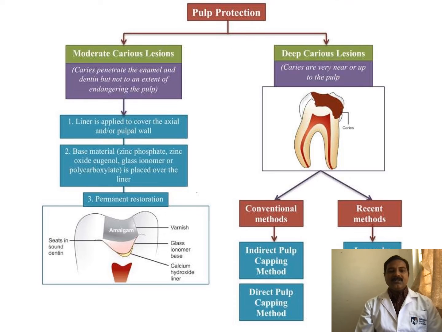So how can we achieve this goal of giving protection to the pulp? For example, when you have a moderate caries lesion, we either go with a liner or base or varnish. Whenever you have a deep caries lesion, you go with either of two procedures, that is direct or indirect pulp capping.